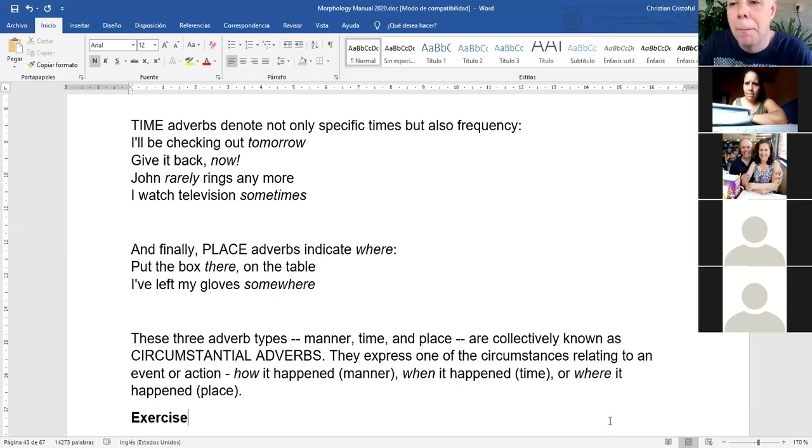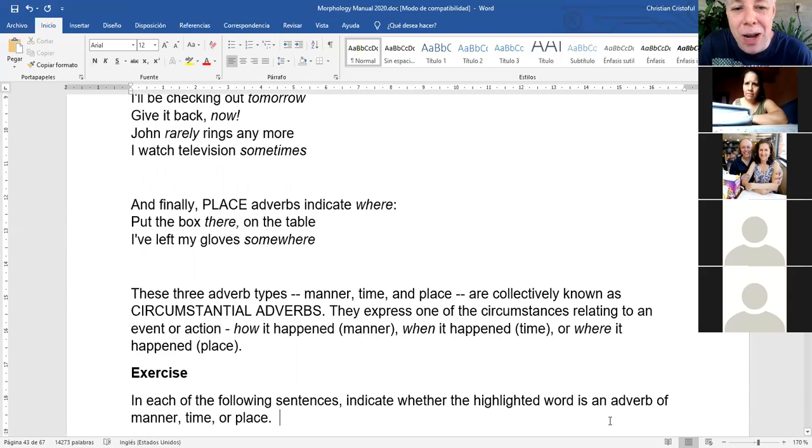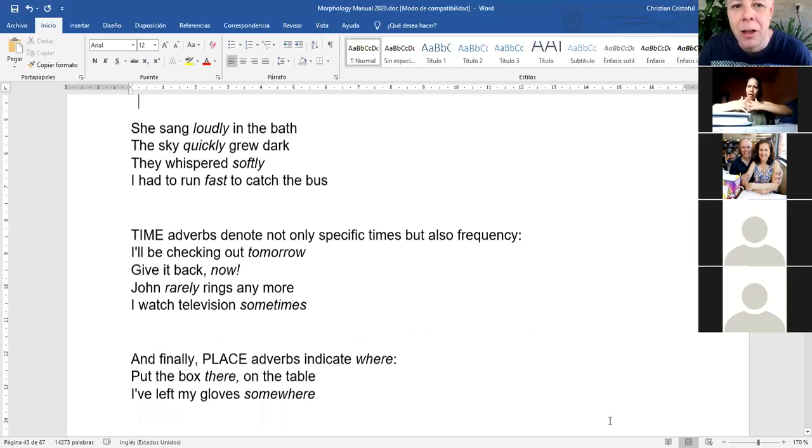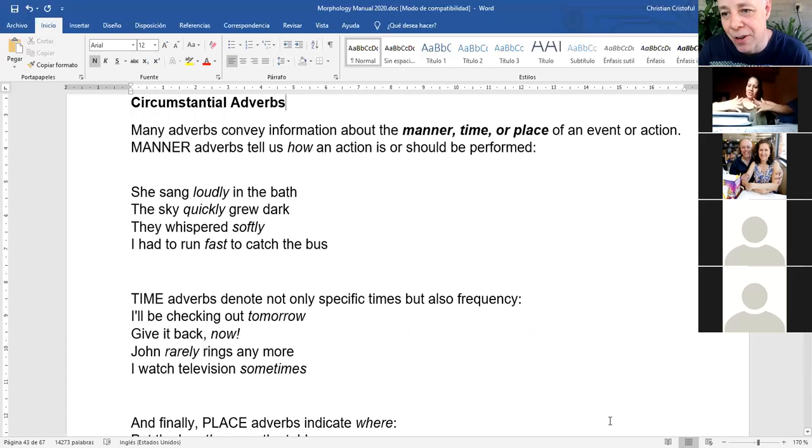And finally, place. Adverb of place, which tell you where. For example, there, somewhere, here, over there. Those are adverbs of place. So what do we call these three types of adverbs? Circumstantial adverbs of manner, of time, of place. Circumstantial adverbs.